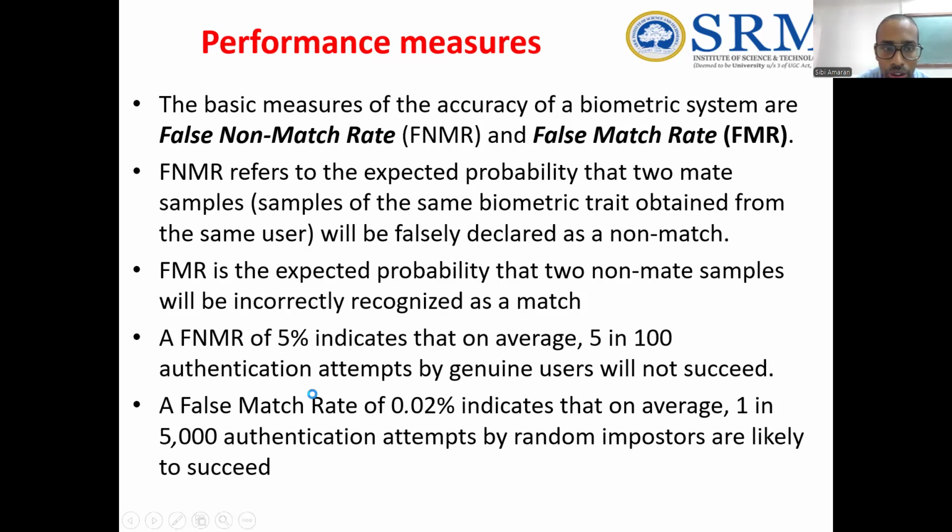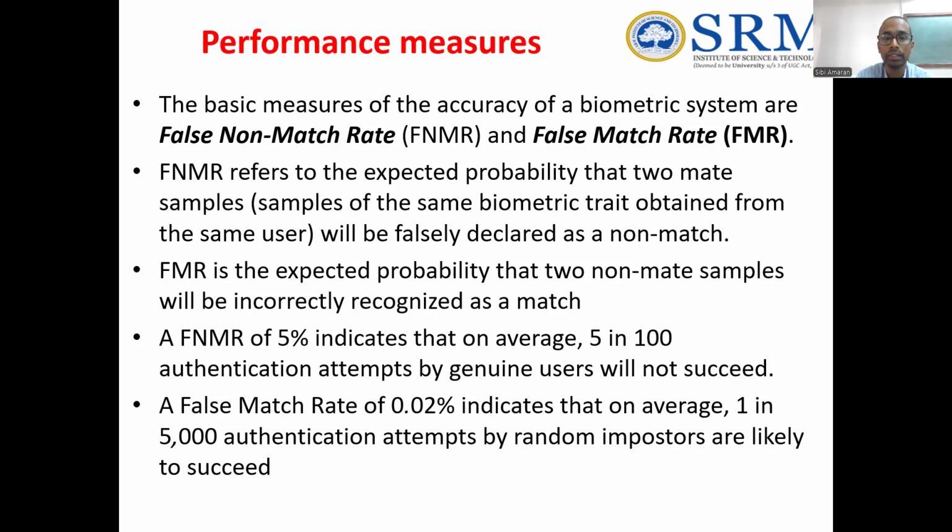So what is false non-match? An FNMR, false non-match rate, of 5% indicates that on average 5 in 100 authentication attempts by genuine users will not succeed. If I'm taking samples from 100 persons, 95% succeed. For the remaining 5%, I'm collecting samples from the same individuals multiple times, but it is recognizing them as coming from different persons. This happens only 5%, so the accuracy rate will be 95% here.